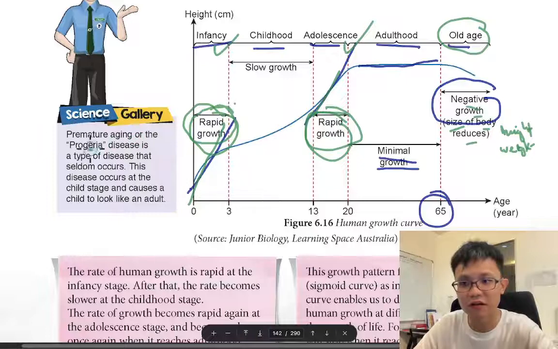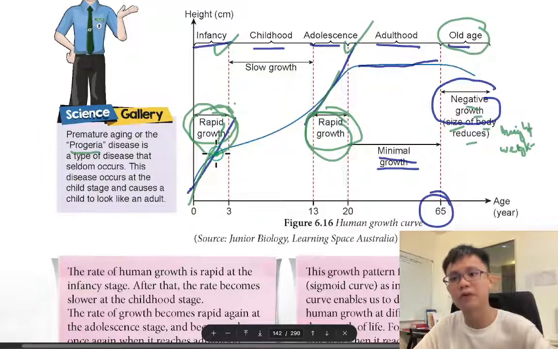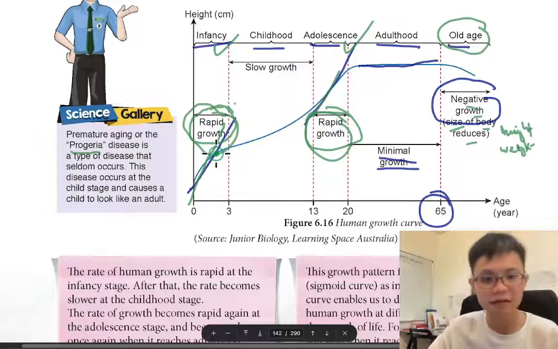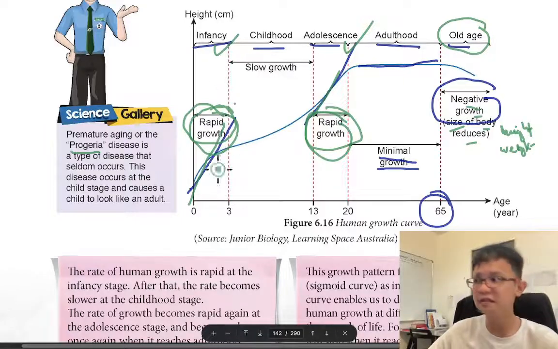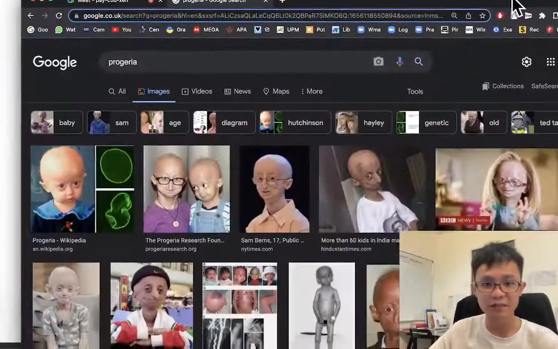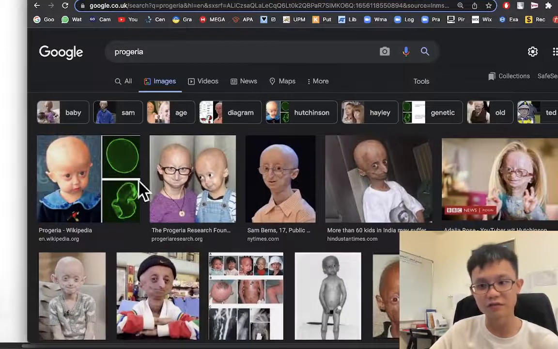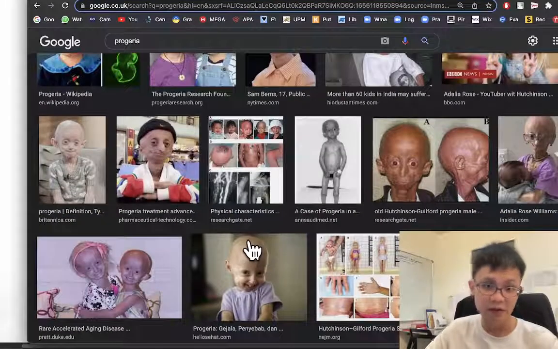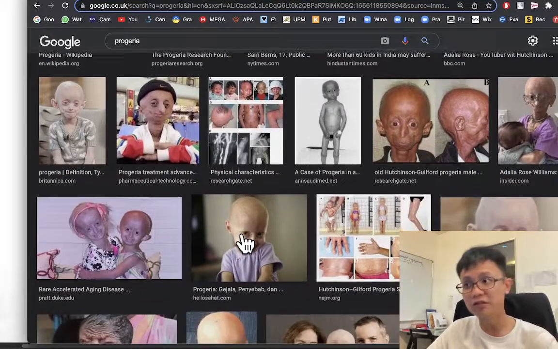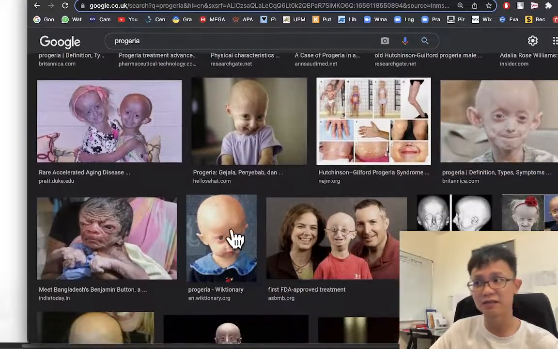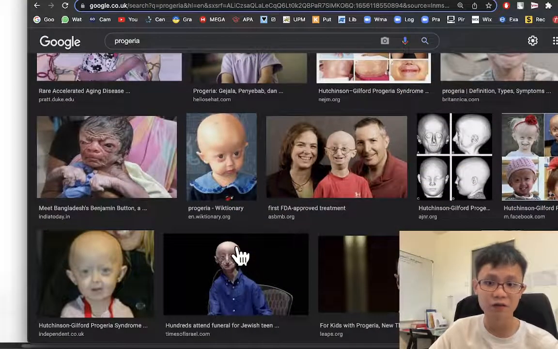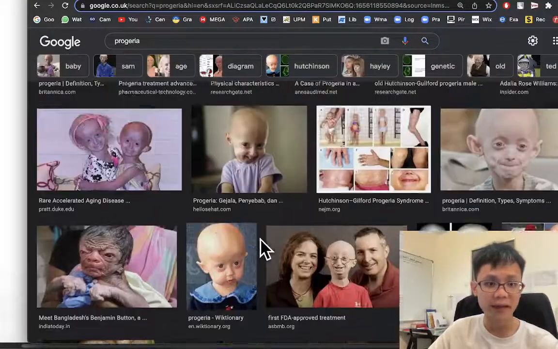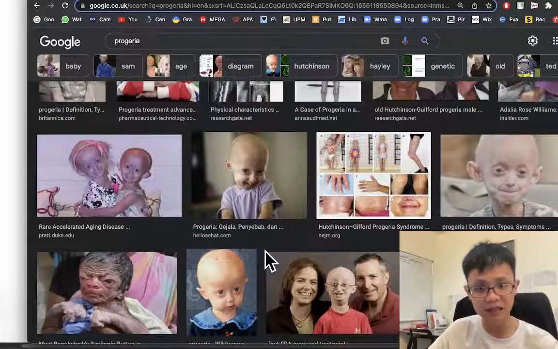Premature aging or Progeria disease is a type of disease that seldom occurs. This disease is for children. So sometimes the person will have this Progeria disease. Okay, what do you mean by Progeria disease? I got some pictures of Progeria. Just Google Progeria and we can see that the young children start to look very old, but this disease seldom occurs.